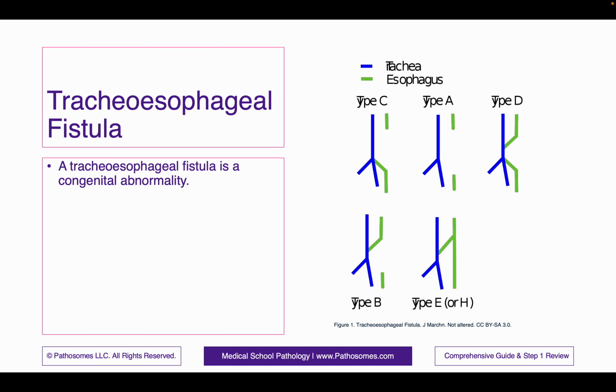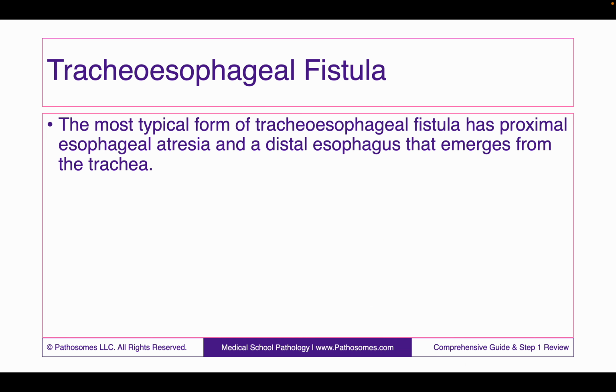Now, a tracheoesophageal fistula is a congenital abnormality. There are many types, highly likely you won't be able to or need to know the specific type, but you should be aware that it's congenital. The most typical form of tracheoesophageal fistula has proximal esophageal atresia and a distal esophagus that emerges from the trachea.